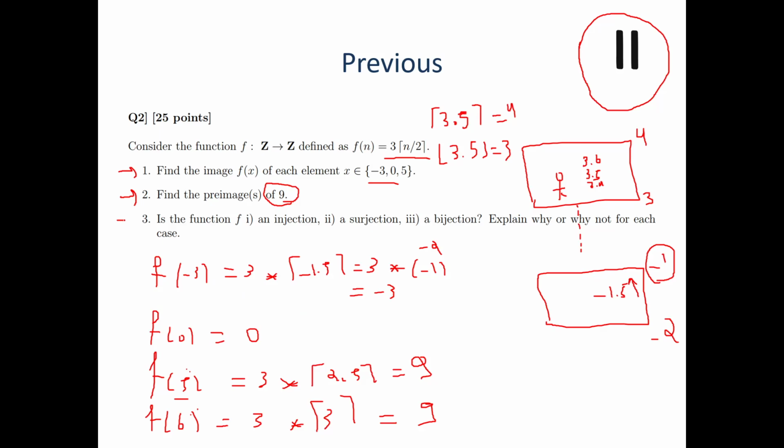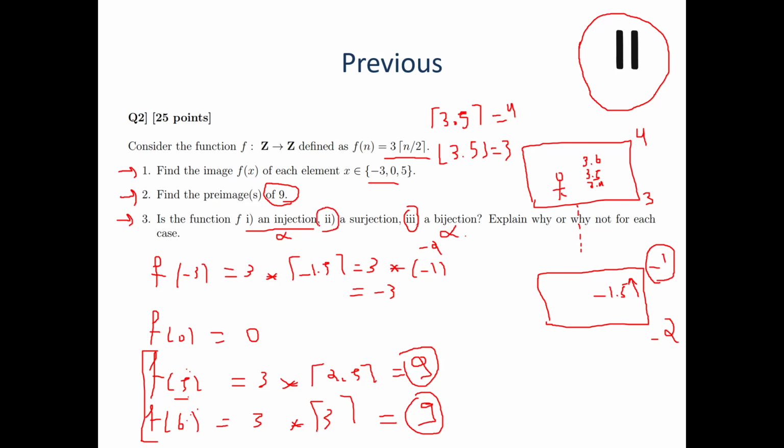Is the function f an injection, a surjection, a bijection? First of all, is it an injection? Definitely no, because of part 2. We were able to find 5 and 6. 5 and 6 are different, but their images are the same. So it's not an injection. So that should answer part 3 right away. It's definitely not going to be a bijection because a bijection requires the function to be both injective and surjective.